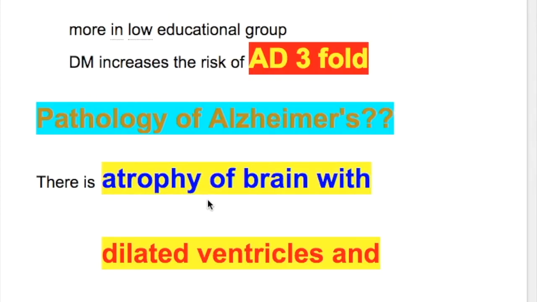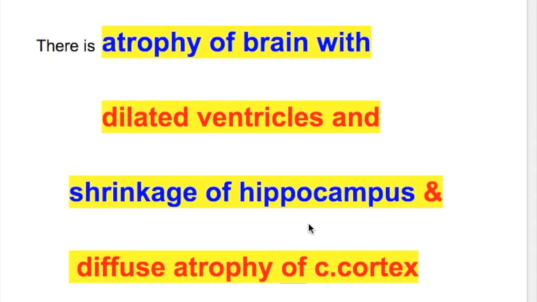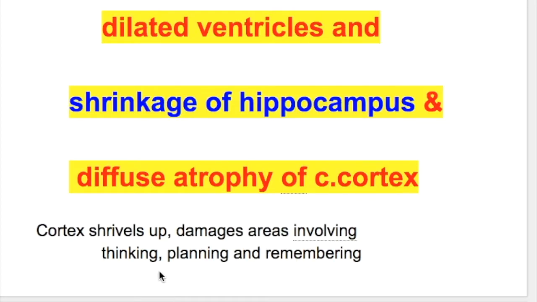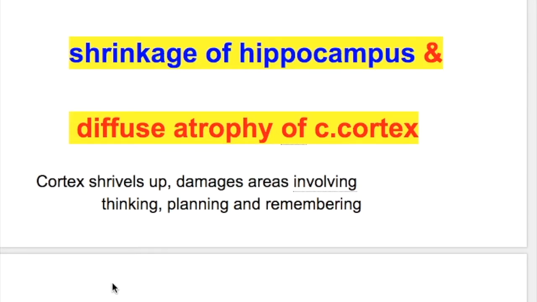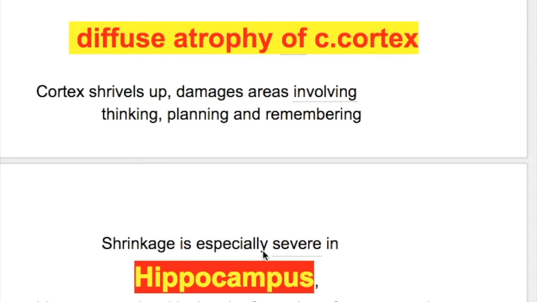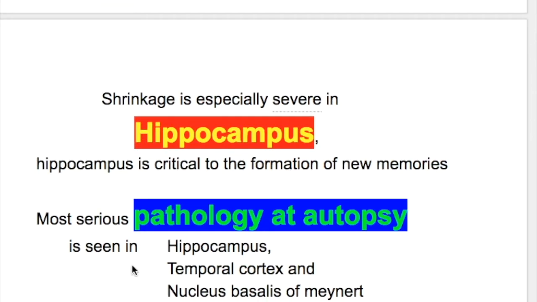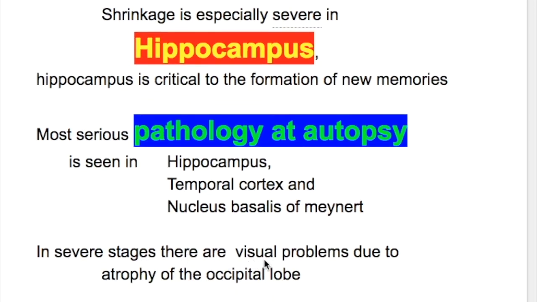Pathology of Alzheimer's disease. There is atrophy of the brain with dilated ventricles, shrinkage of the hippocampus, and diffuse atrophy of the cerebral cortex. Cortex shrivels up and damages the areas involved in thinking, planning, and remembering. Shrinkage is especially severe in the hippocampus, and the hippocampus is critical to the formation of new memories. Most serious pathology at autopsy is seen in the hippocampus, temporal cortex, and nucleus basalis of Meynert. In severe stages, there are visual problems.